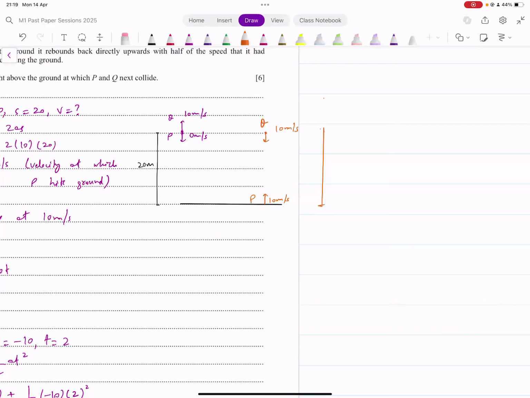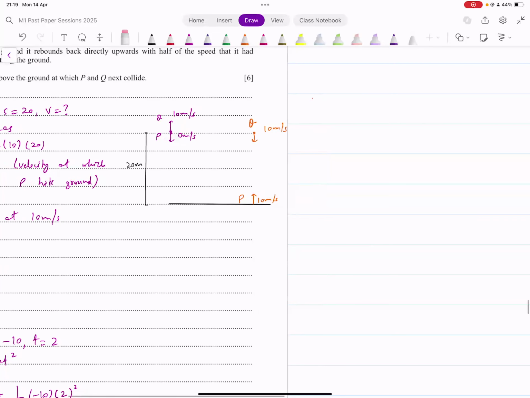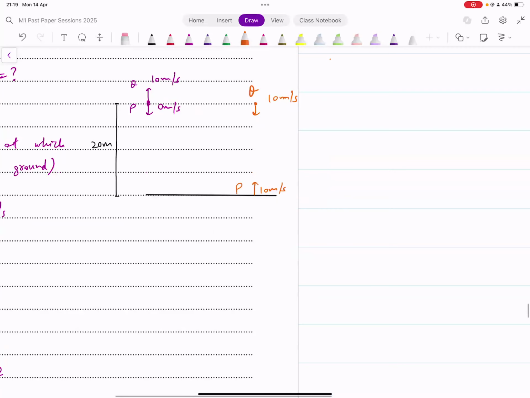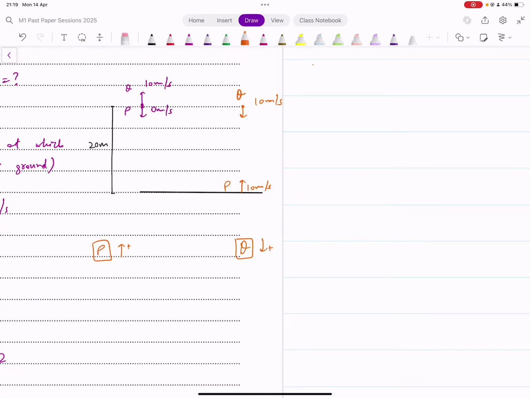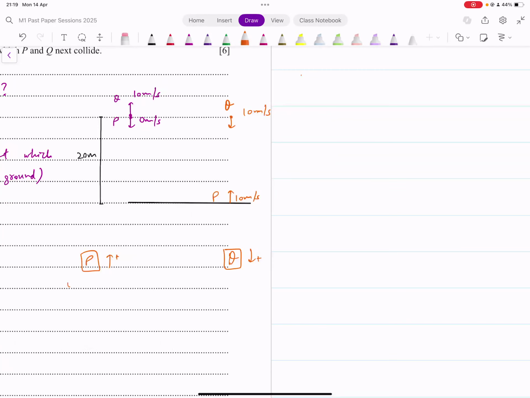Now, once you reach this point, the rest is not that difficult because now P is projected from the ground. It's moving in the upwards direction. We consider upwards positive for that. Q is moving in the downward direction. We consider downwards positive for that. What do we know about P? We know initial velocity is 10. We know acceleration is -10. And do we know anything else? No. What about Q? We know the initial velocity is 10. We know the acceleration is positive 10 because the downward direction is positive.